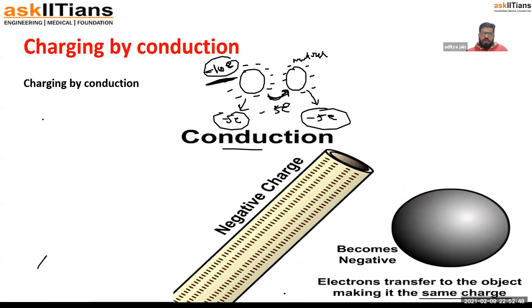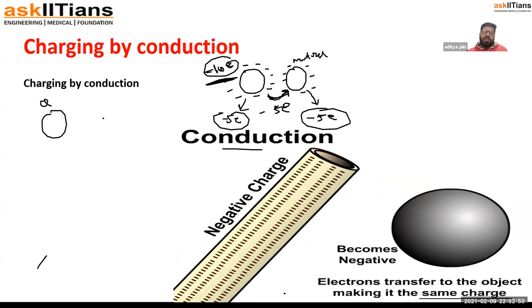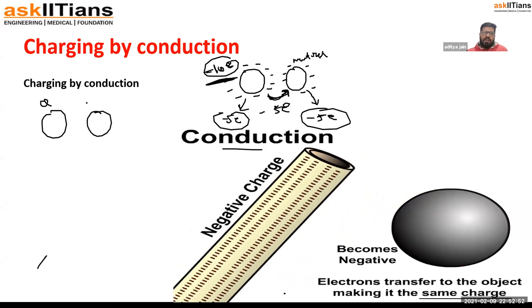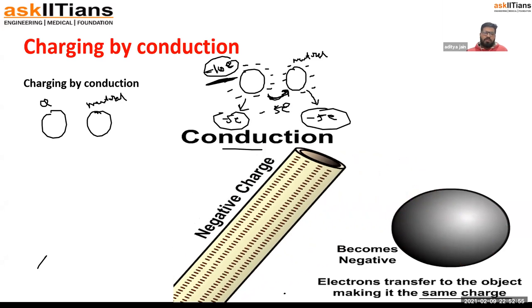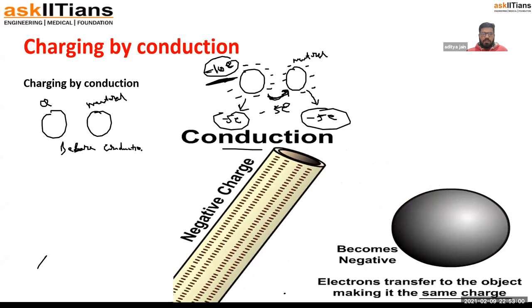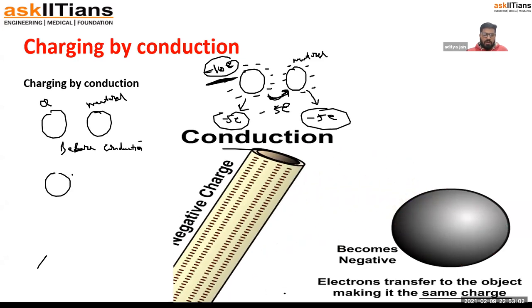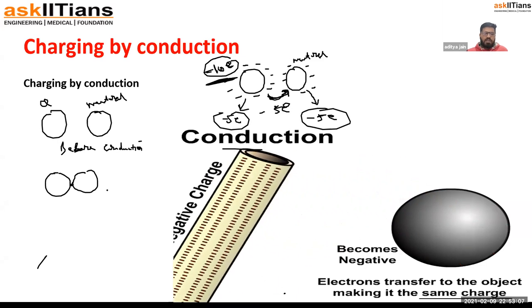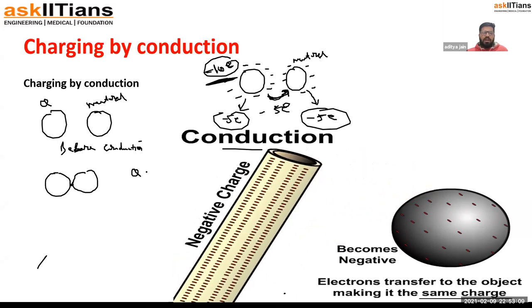Suppose the total charge on a body is Q, it can be positive or negative, and the other body is neutral. That is before conduction. What will happen if you touch these bodies? Conduction is a process of touching the bodies. When you touch these bodies, the total charge will get equally transferred. Suppose initially the body is having Q. This body is neutral, so its charge is 0. This plus this divided by 2 will be Q by 2. So both these bodies will get Q by 2 charge after conduction.